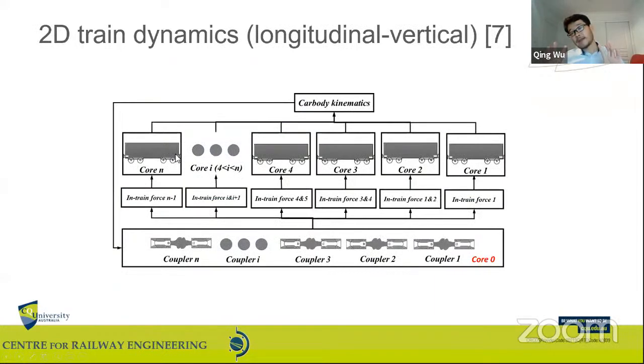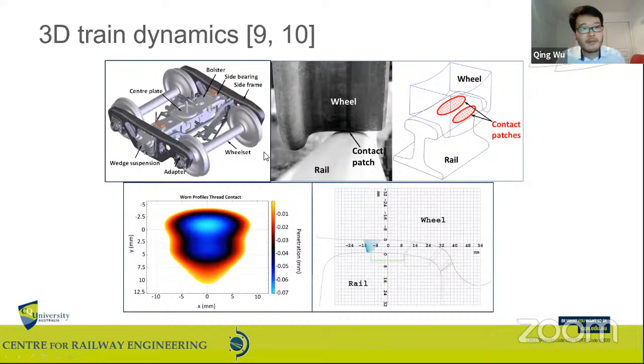Okay, so that basically covers the components we need to do 2D train dynamics and how we can solve this 2D train dynamics model. Of course, this 2D train dynamics model also includes many components we described in the 1D longitudinal train dynamics model. Now, we move to the 3D train dynamics model. In the 3D train dynamics model, one of the major components is the 3D wheel rail contact modeling.